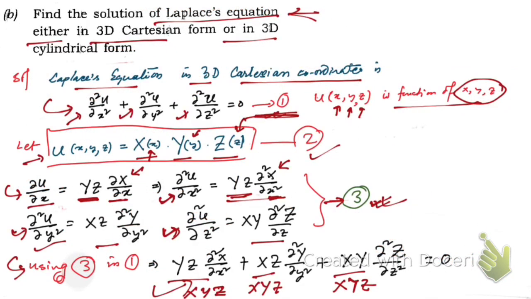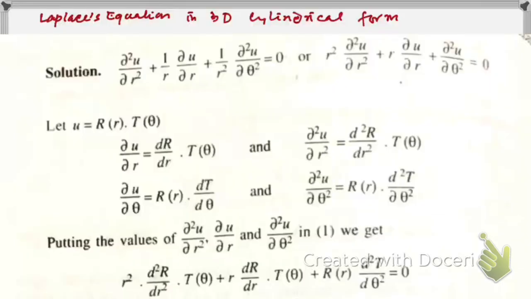Now you see, we have one more part in this question. Here it was given to find the solution of the Laplace equation either in 3D Cartesian form or in 3D cylindrical form. We have done the Cartesian part. Now let us do the cylindrical form. Okay, so let's start. Here you can see this is the Laplace equation in 3D cylindrical form.